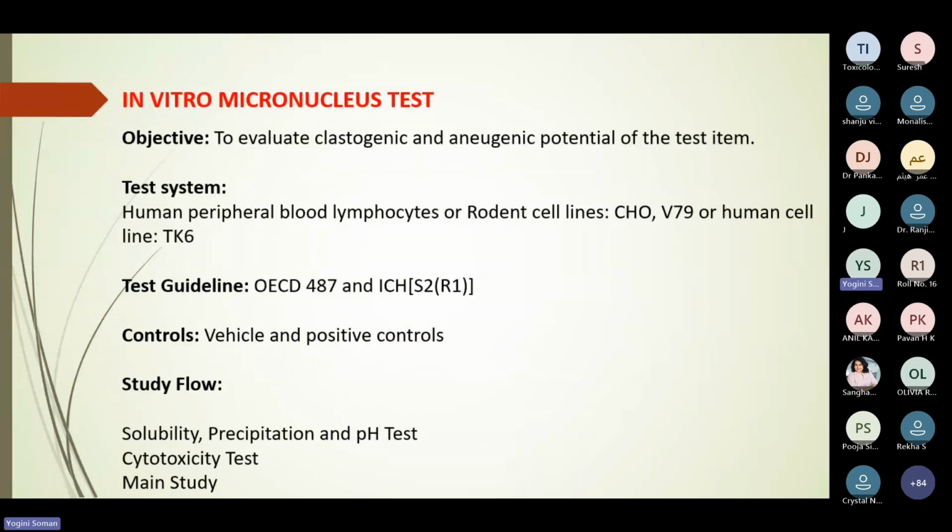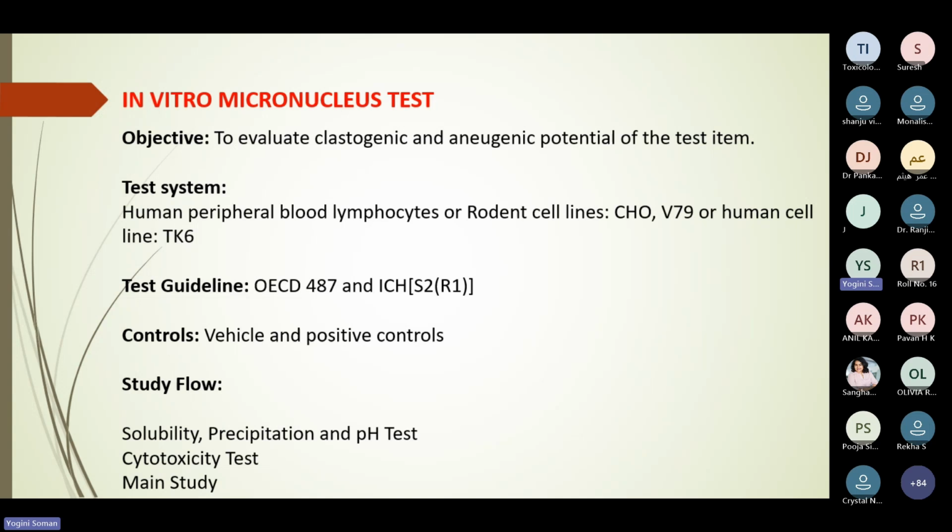So the first part of the in vitro micronucleus test again is a solubility test. As per OECD 487, it is recommended that the highest test concentration should be 2 mg per ml or 2000 microgram per plate. As per ICH S2R1, the highest test concentration recommended is 0.5 mg per ml or 500 microgram per ml. So the first part is the solubility.